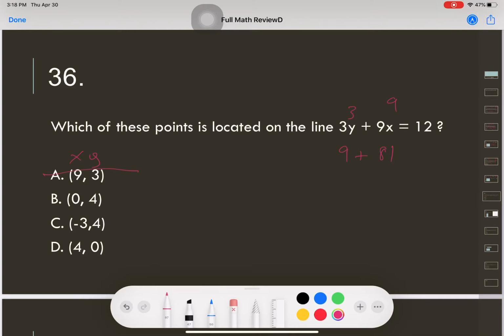3 times 0, sorry, x and y. Y is 4. 3 times 4 is 12. And x, 9 times 0 is 0. That looks promising. Let me just make sure the other ones aren't it. This is x and this is y. 9 times 4 is 36, and 3 times 0 is 0. 0 plus 36 is not 12. Let me check this last one. 9 times negative 3 is negative 27, and 3 times 4 is 12. Nope, that one's not going to work either, so it's definitely B.